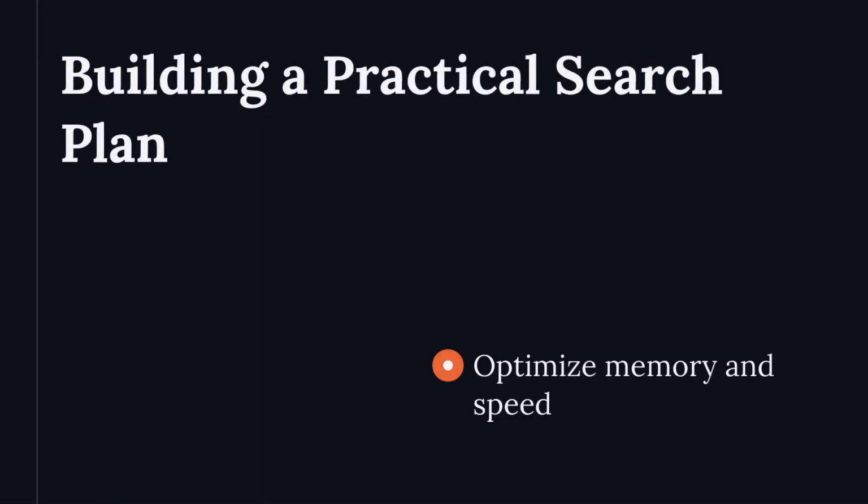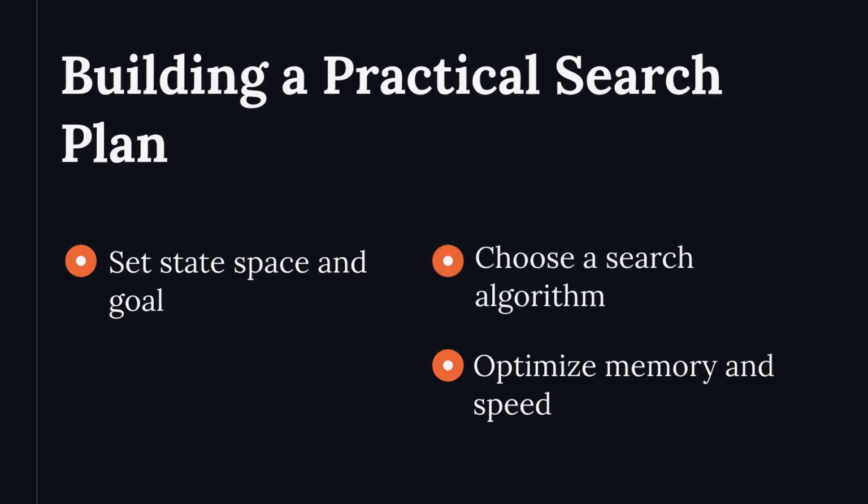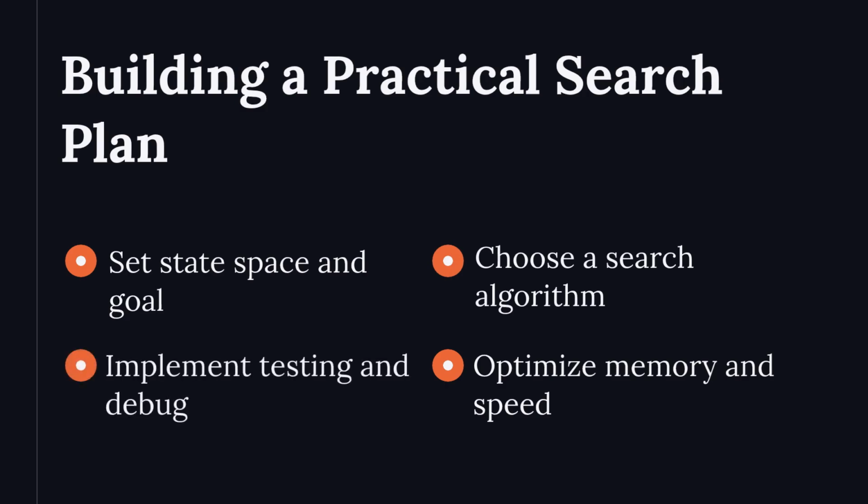A practical search project starts by defining the problem through its state space, initial state, goal state, and actions. Next comes choosing an algorithm such as breadth-first search, A star, or depth-first search based on the requirements. After implementation, testing, debugging, and optimization refine correctness, memory use, and execution time.